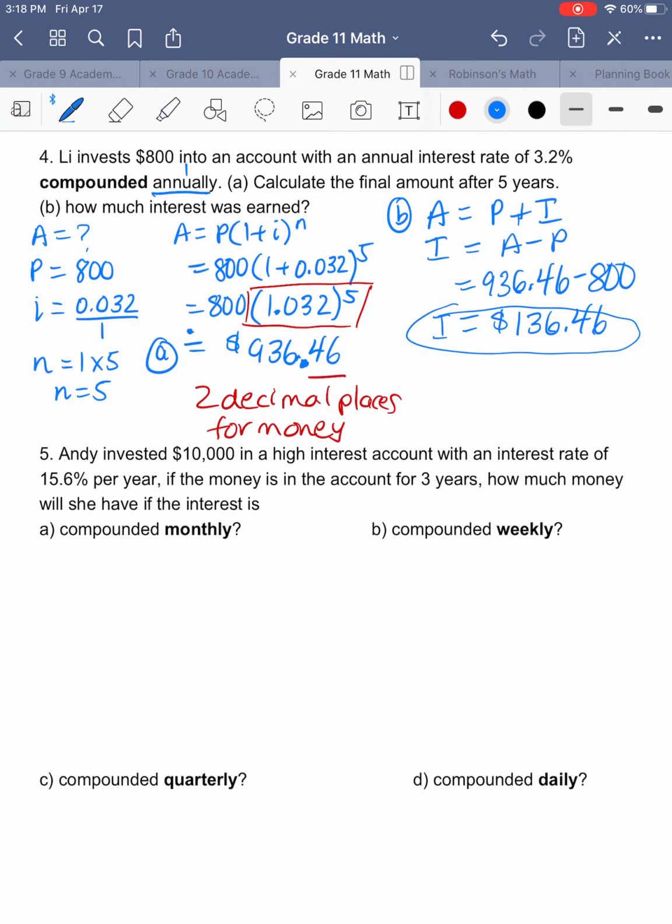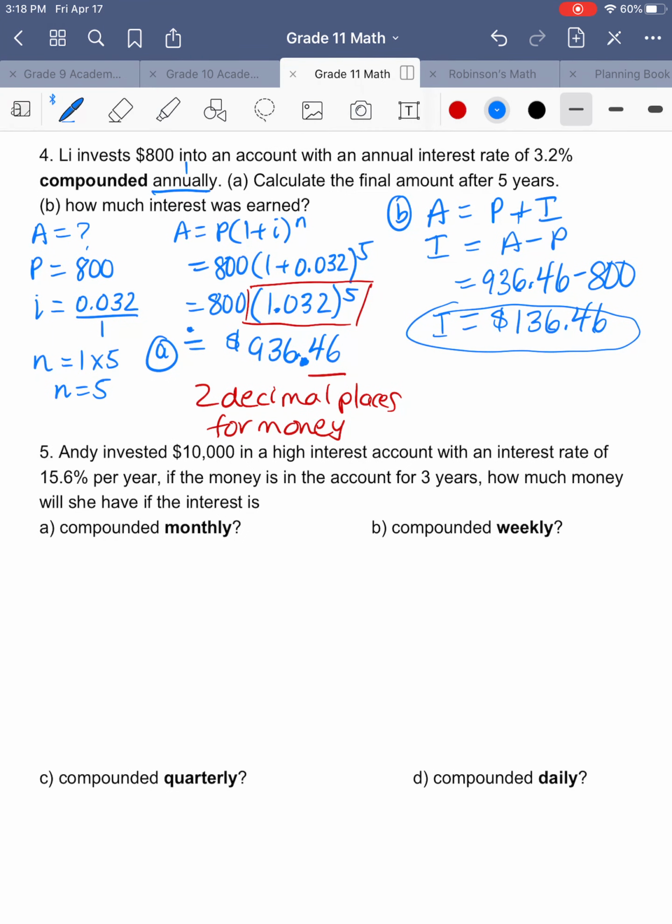Next, let's take a look at question 5. So Andy invested $10,000 in a high interest account with an interest rate of 15.6% per year. If the money is in the account for 3 years, how much money will she have if the interest is, and we're going to look at A, B, C, and D: compounded monthly, compounded weekly, compounded quarterly, and compounded daily. So I'm just going to write down the formula one time here to save space. A is equal to P times (1 plus I) to the power of N. And we can still see it up above as well.